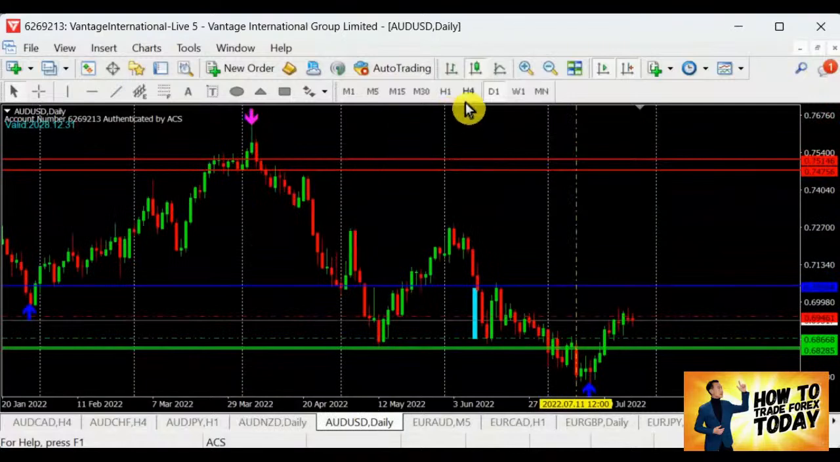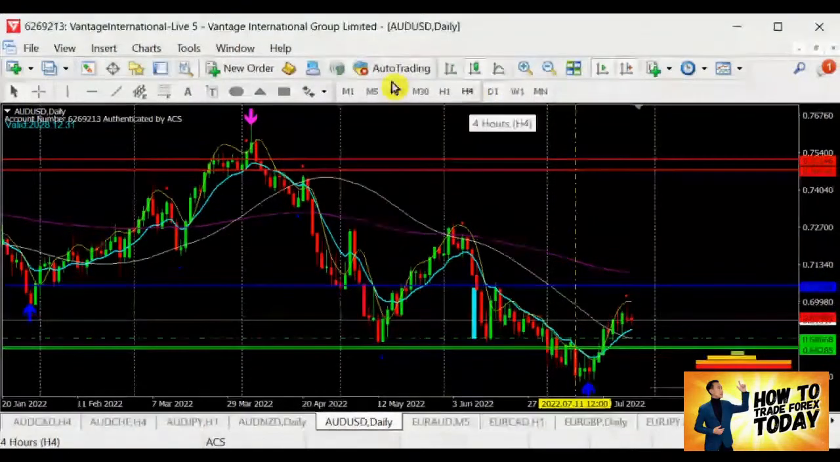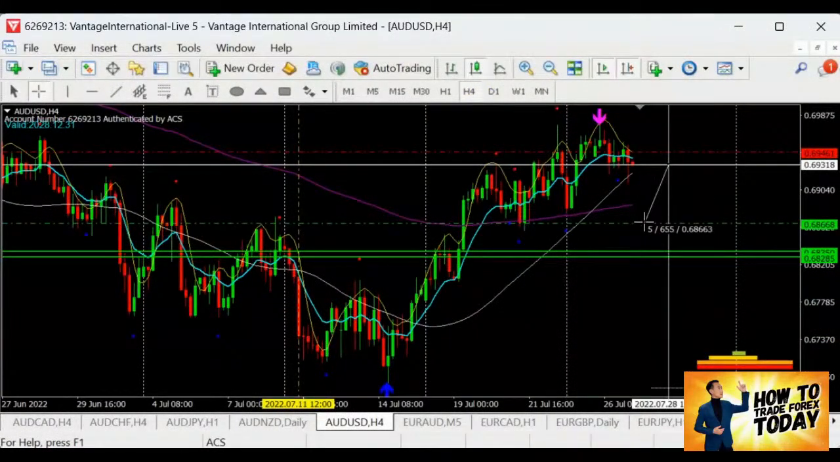Okay, so let's move again to Aussie dollar. Aussie dollar right now we are in the bull. We just entered into the bull, and now hitting on the resistance. This may be a pullback trade. It is highly likely to be a pullback trade.